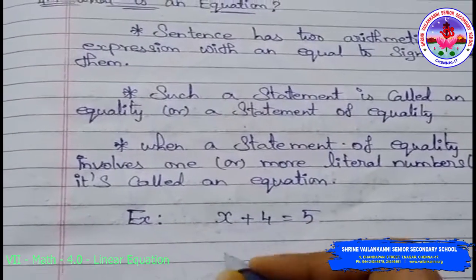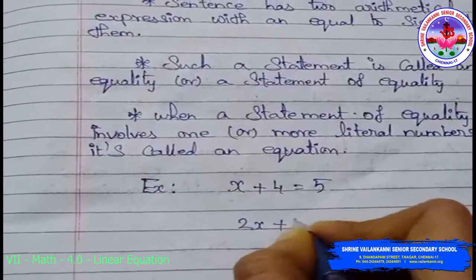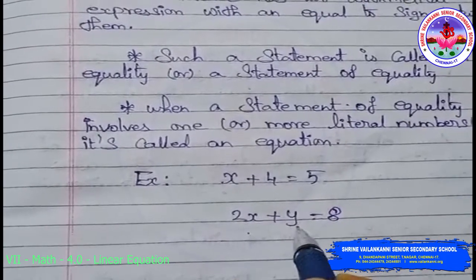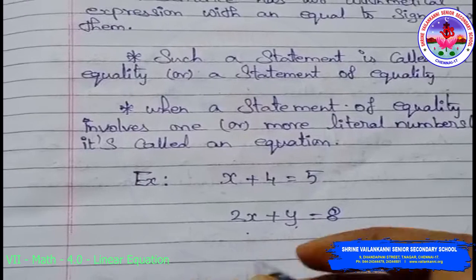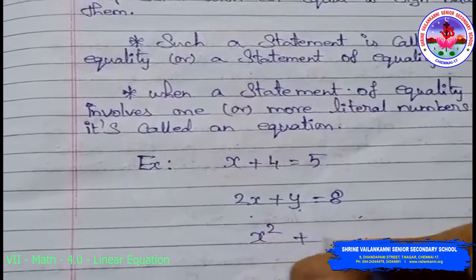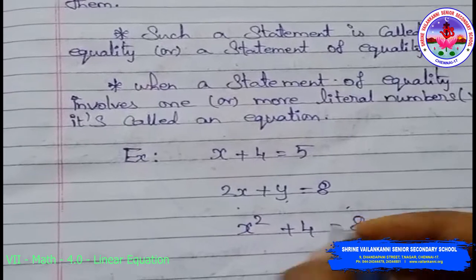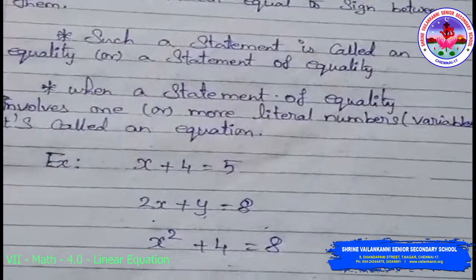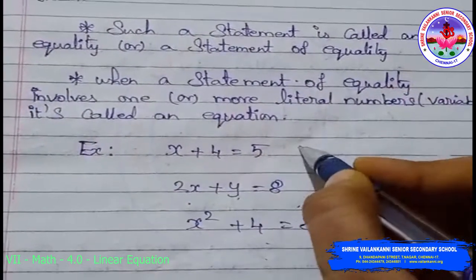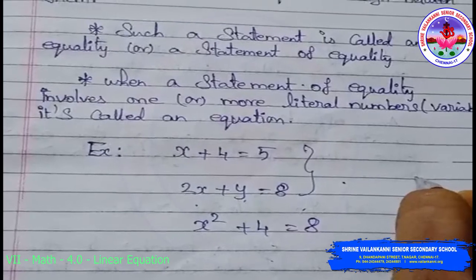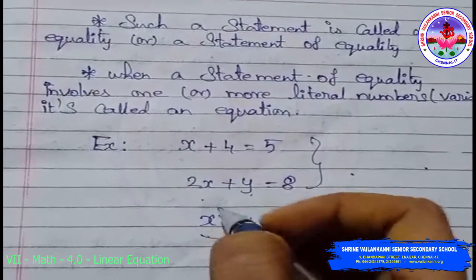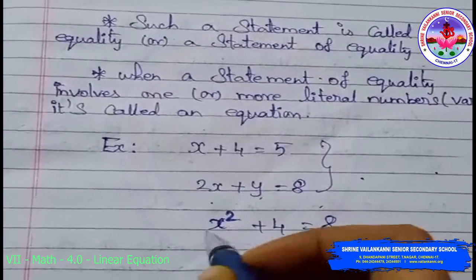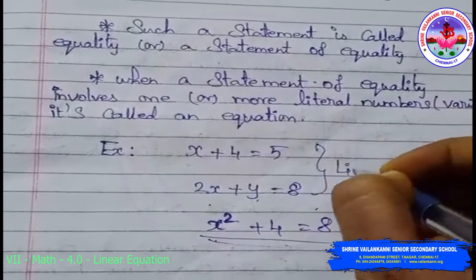Another example, 2x plus y is equal to 8. Twice a number added to another number gives 8. Another example, x squared plus 4 is equal to 8. Here the square of a number added to 4 gives 8. In these three equations, the first two are linear equations. The third equation has a power of x squared, so it is not a linear equation. These two are linear equations.